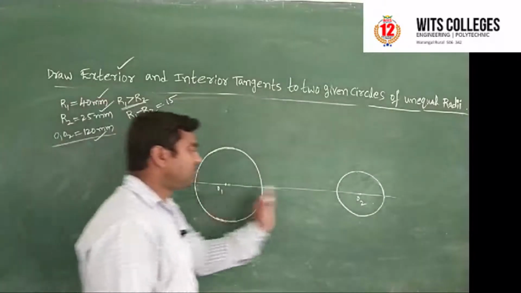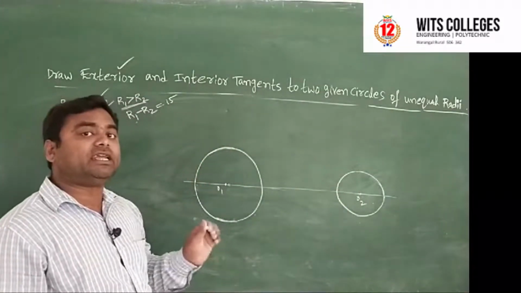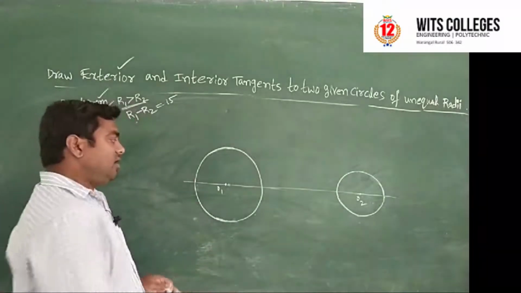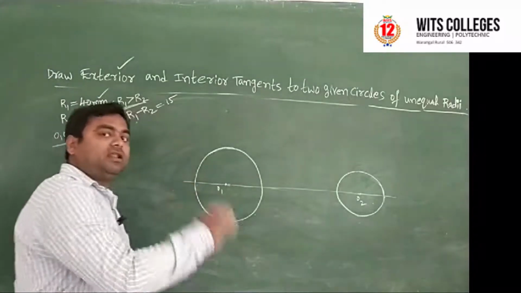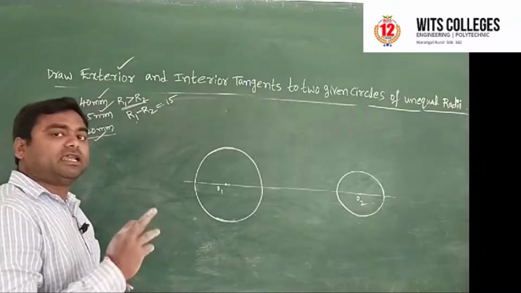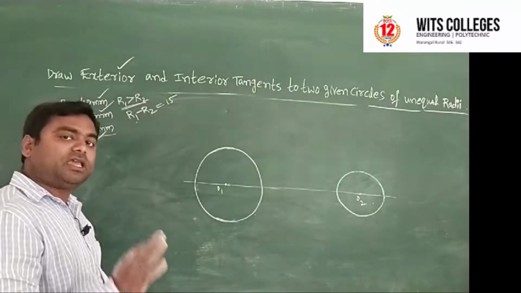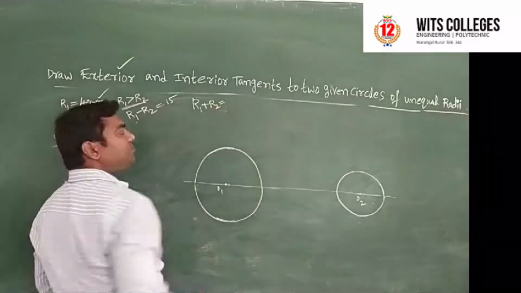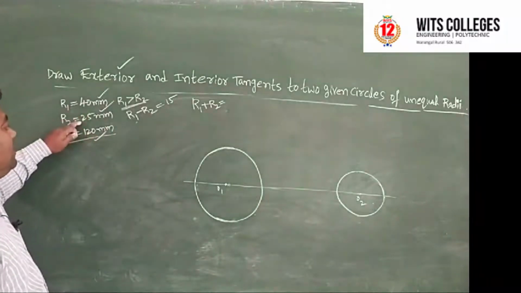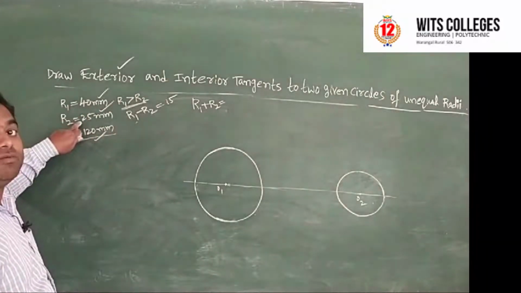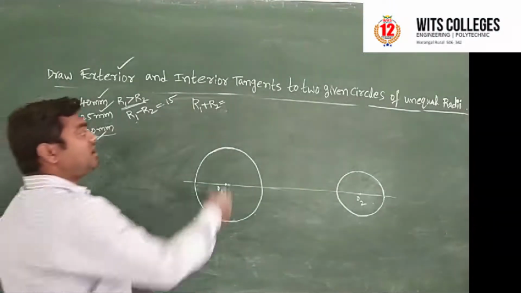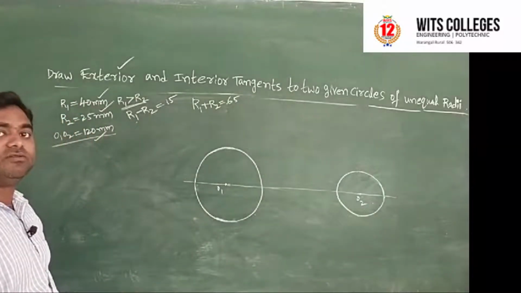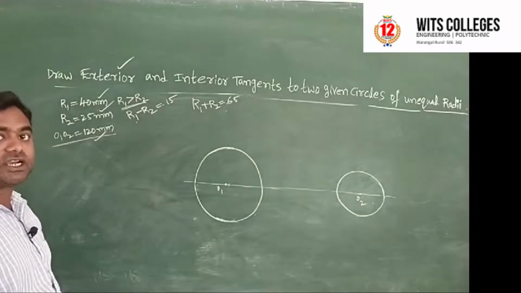At a distance of 120 mm, after drawing, since we need the interior common tangent, the procedure here is that you have to draw, at the first circle, another circle with a radius equal to R1 plus R2. R1 plus R2 is 40 plus 25, which is equal to 65. So draw a circle with a 65 mm radius.